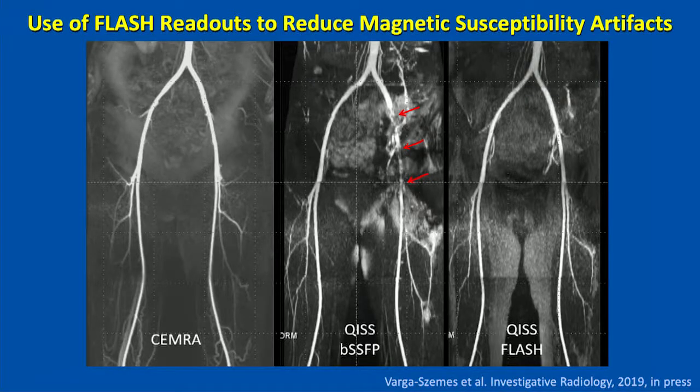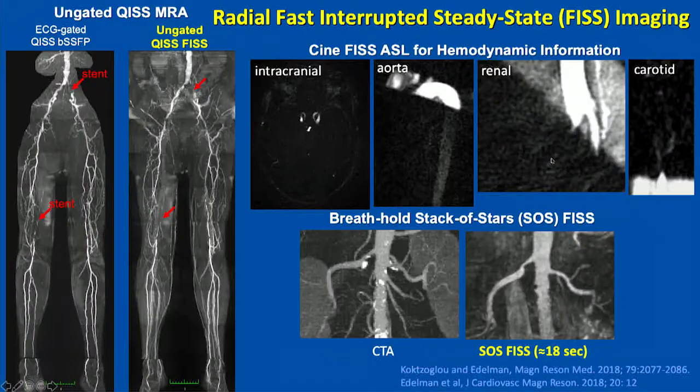We could also use flash readouts. Flash readouts are a potential alternative to balanced steady-state free precession imaging readouts in that they help reduce magnetic susceptibility artifacts. So this is an example of a patient who had a hip prosthesis. KISS, using a balanced steady-state free precession readout, showed substantial artifact here. This artifact was eliminated with the use of a fast low angle shot readout.